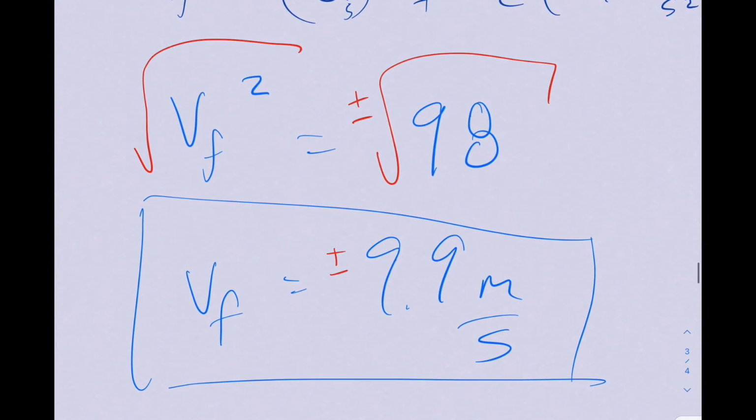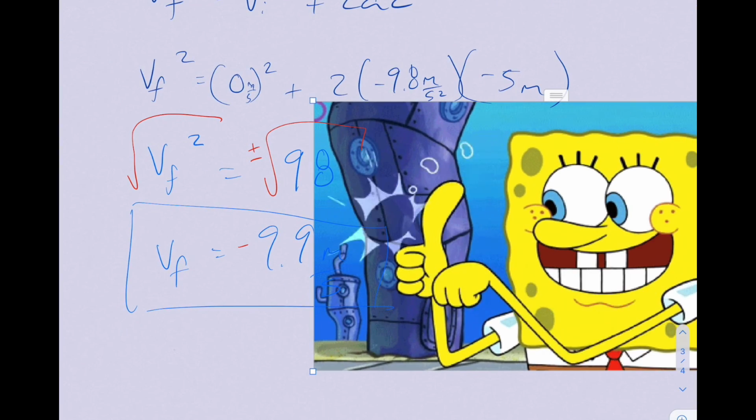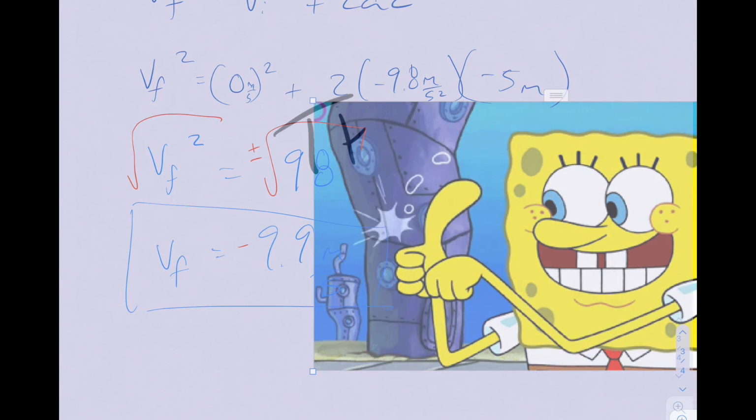Pretty exciting stuff. But it is obviously not going up. Chickens don't fall out of trees and go up because they can't fly. So it needs to be that negative 9.9. Negative is the one you need to choose. SpongeBob, you're welcome. The end.